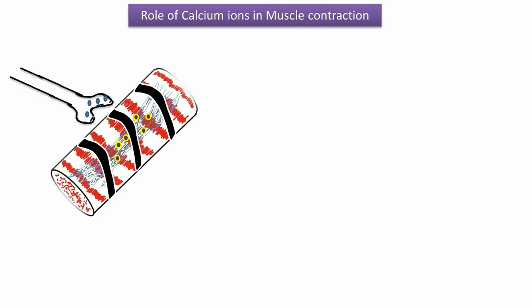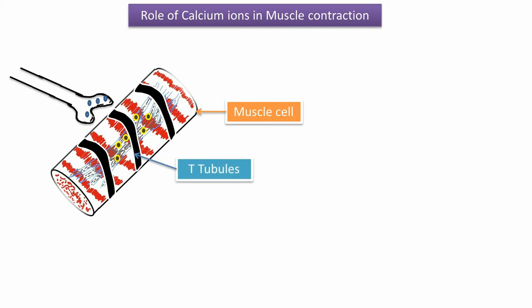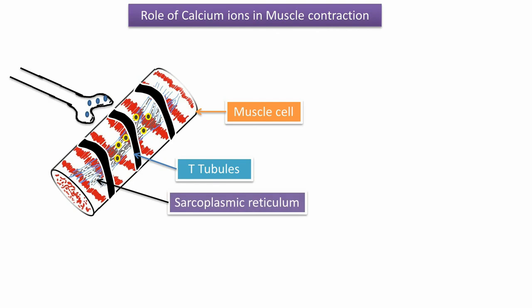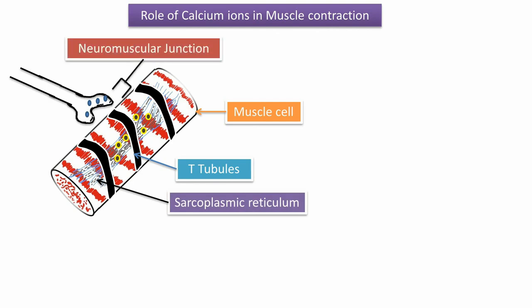The following picture shows the muscle cell. Next, the T tubules, also called the transverse tubules, which are in close association with the sarcoplasmic reticulum. And finally, the neuromuscular junction, a point where the axon terminus is in contact with the muscle cell.